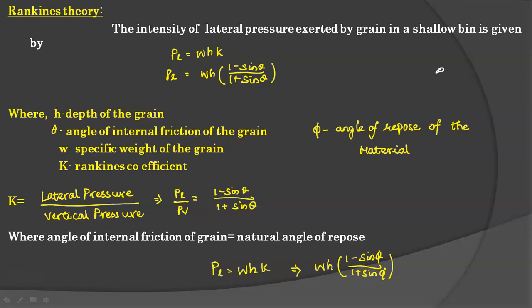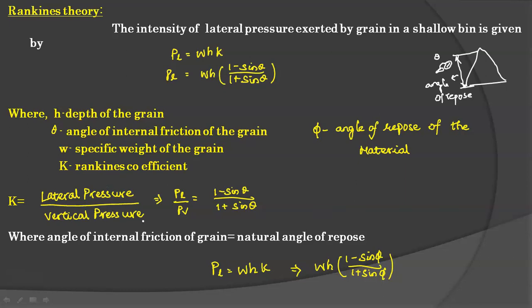So this is the grain. Theta represents the internal friction between the grains, and phi represents the angle of repose of the material. What is the angle of repose? It is the angle between the lateral surface of the grain pile and the top of the bin. This angle represents the angle of repose.